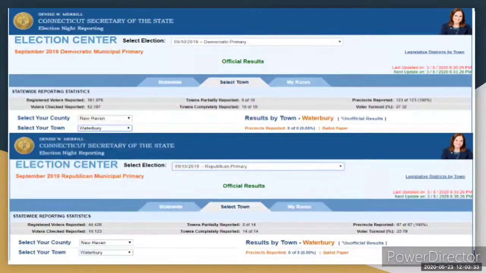They had 191,000 Democrats, but only 52,000 actually voted. That's about a 27% turnout. Statewide, there are about 2.1 million registered voters in the whole state of Connecticut, but only 728,000 voted. And that's about 33%.